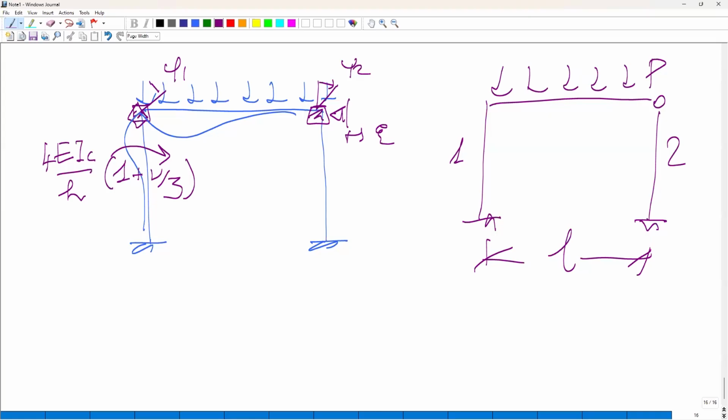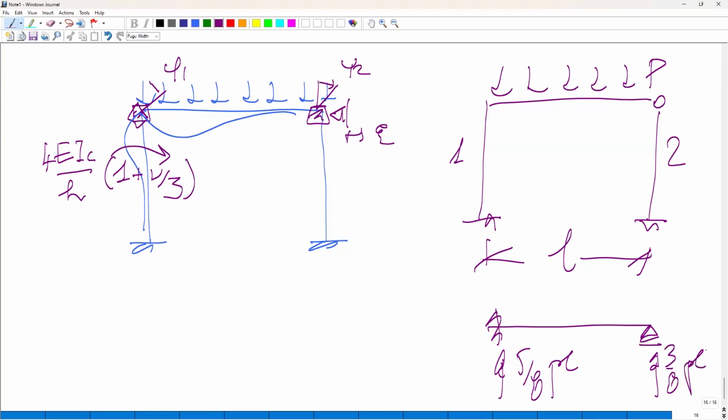Because in this case, you see the beam, here there is a hinge, and here there is something that you could say is a fixed edge or something like that. So it's like this. And in this case, it's 5/8 PL and 3/8 PL.